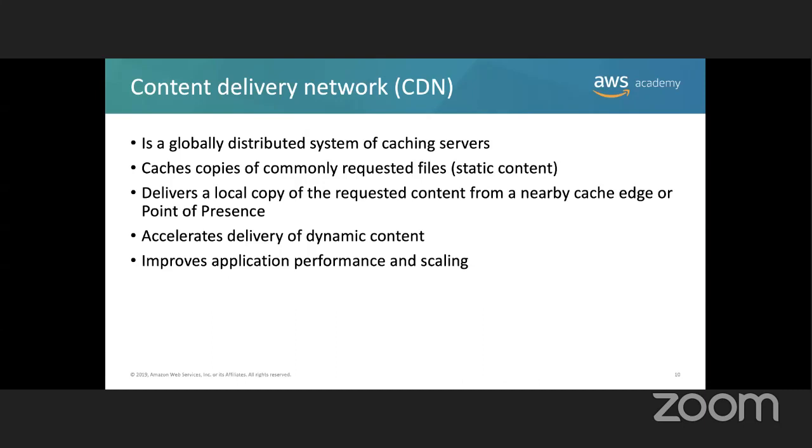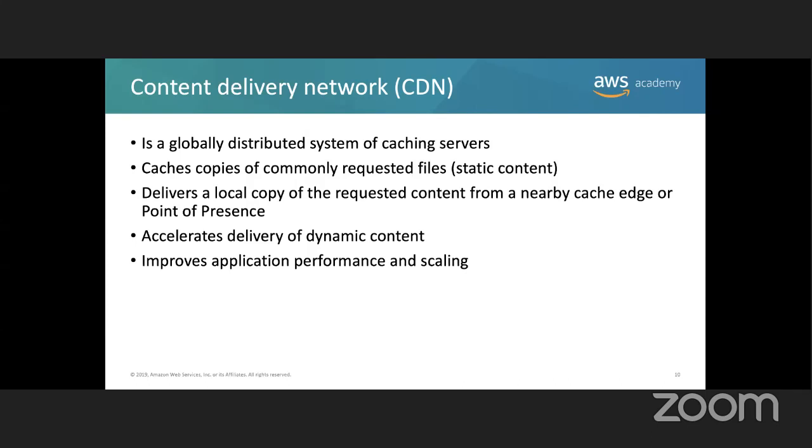It's a globally distributed system of caching servers. It uses cache locations to cache the information. It caches copies of commonly requested files, static content. Why? Because it has an S3 bucket as the origin, static content. Remember, you can host static content in an S3 bucket. It delivers a local copy of the requested content from a nearby cache edge or point of presence, and accelerates delivery of dynamic content, improving application performance and scaling.